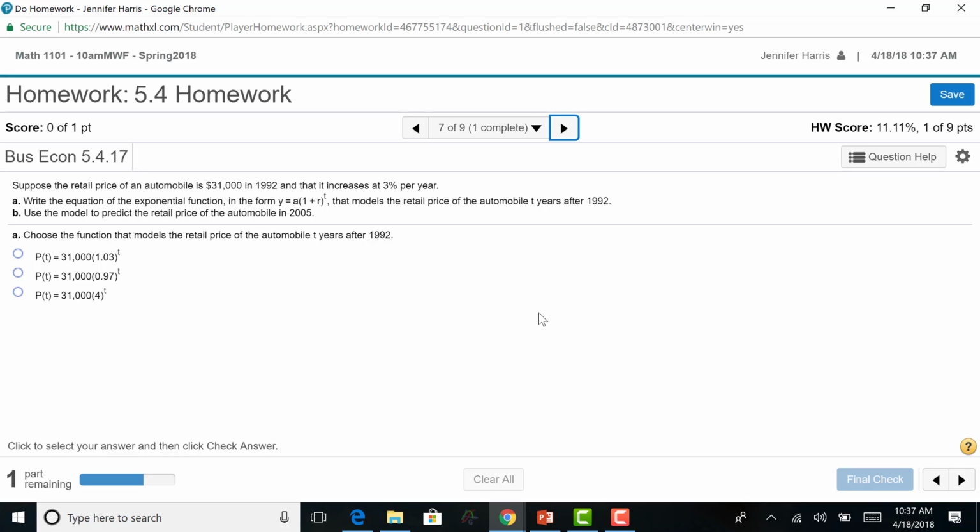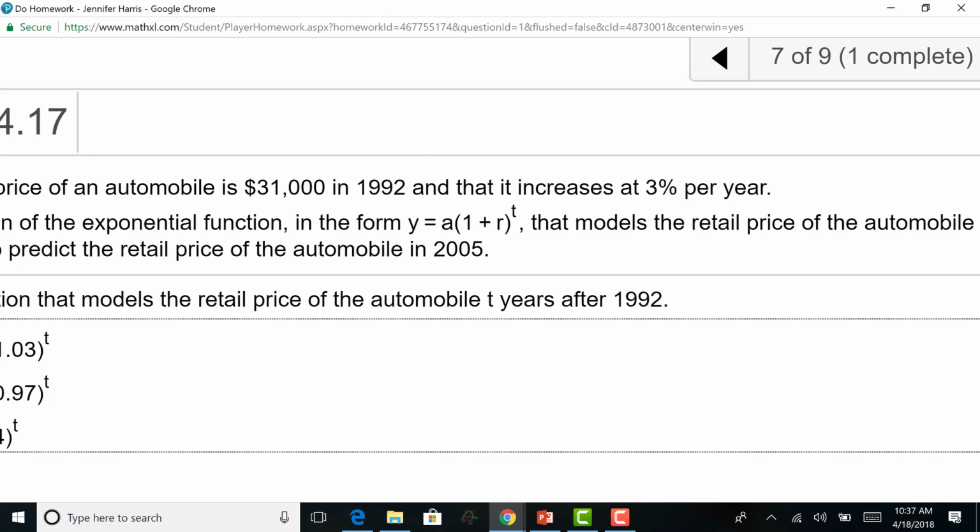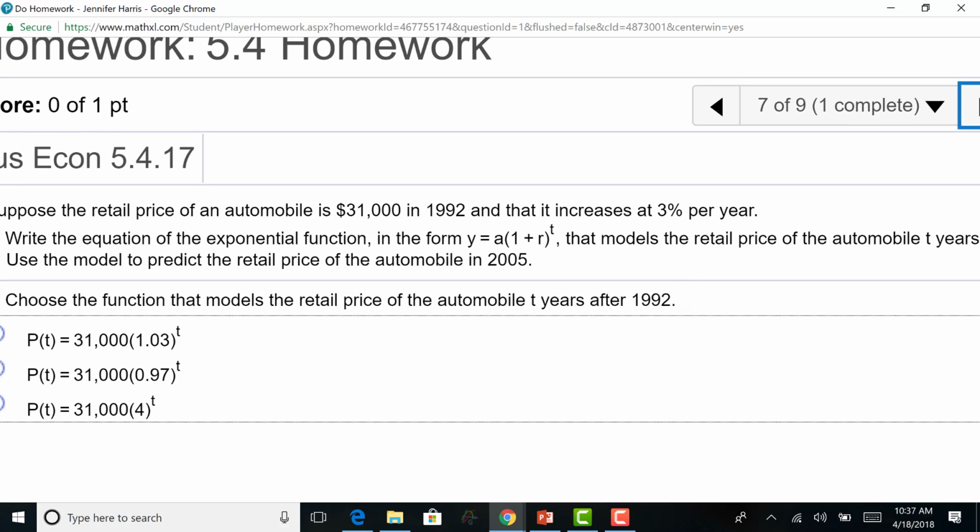Alrighty, let's see. Okay, write the equation. Oh, here's one of the ones that we were doing, let me open the screen back up so you can see it better. Remember, we said we're going to use this? Yes. Y equals A times parentheses 1 plus R raised to the T power. All right, let's read and see what it says.